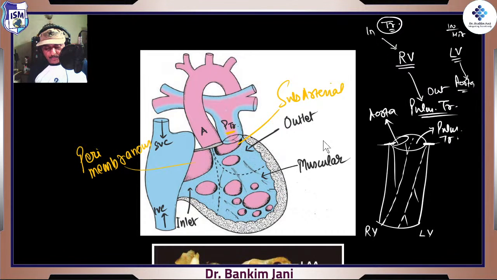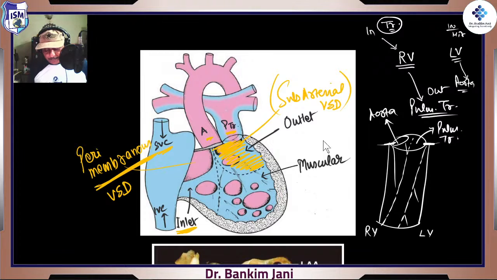So here is the pulmonary, here is the aorta. When it is over here in this area, it is the outlet part, but it is also called the subarterial ventricular septal defect. When it is near the inlet, the opening of the SVC and IVC, we call it perimembranous or inlet VSD.